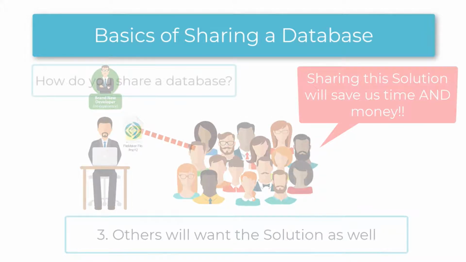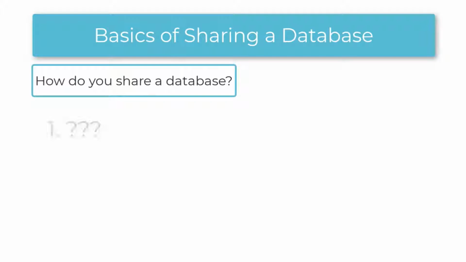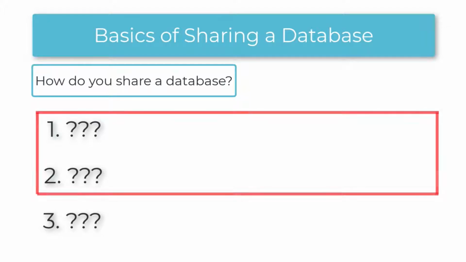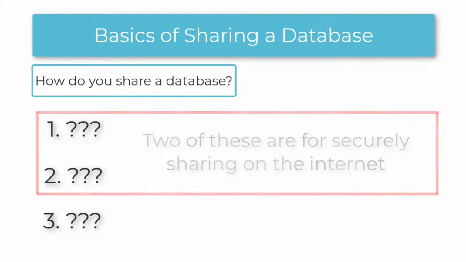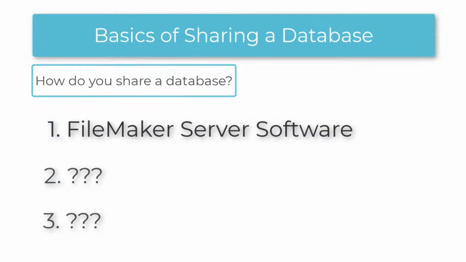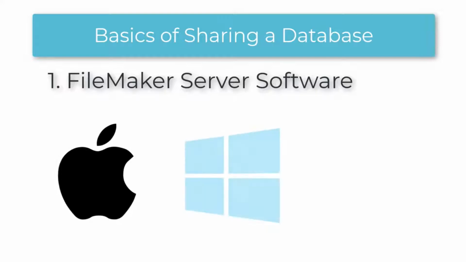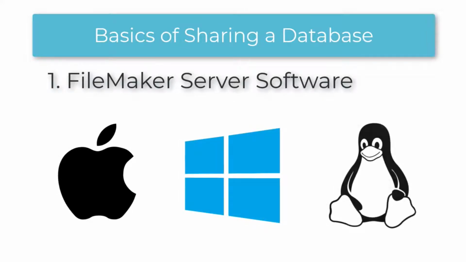Now, with modern versions of the FileMaker platform, you have three different choices or avenues that you can choose in how you deploy or share your custom application. Claris has essentially two products whose entire job is to securely share that application out on the internet. So first off, you have FileMaker Server software, which can run on a Mac, it can run on Windows, or it can run on Linux.